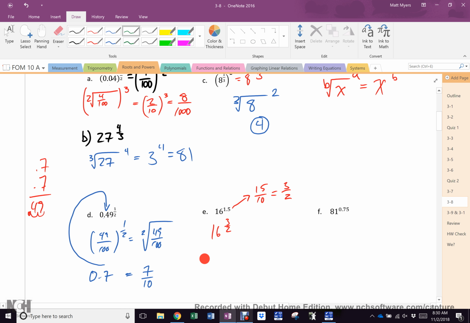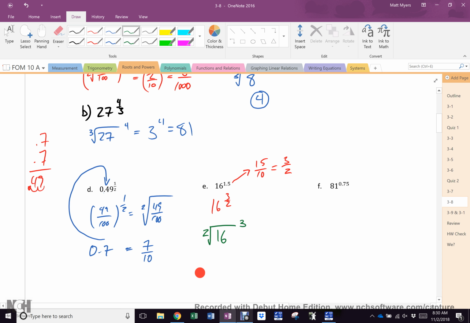So this is 16 to the 3 halves. Where's the 2 go? Index. Where's the 16 go? Radicand. Where's the 3 go? Power. What is the square root of 16? 4 cubed. What's 4 times 4 times 4? 64. So now you should be able to do F by yourself, right?